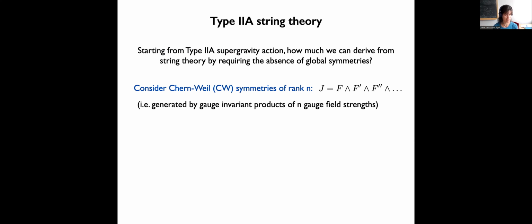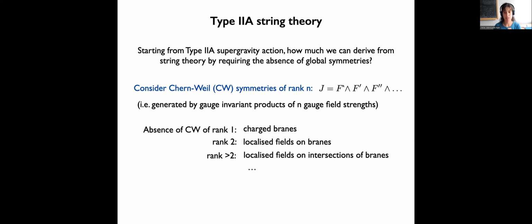And it turns out that you can actually derive a lot, because whenever you have all these gauge fields and all these Chern-Simons terms and so on, you have many types of symmetry. You can construct all these Chern-Weil symmetries with products of the different gauge fields. And if you want to require the absence of all these new symmetries, you can reproduce the spectrum of type 2A. Whenever you consider just a current with one F, like the typical electric or magnetic one, in order to break the symmetry you need charged objects. This is the story of completeness that we saw. But whenever you start considering higher rank products, so you consider F with F, now you are going to require the existence of localized degrees of freedom on the branes. And if you continue studying the new currents that appear with these new degrees of freedom, then you are also going to derive the existence of localized degrees of freedom on the intersection of the branes, and so on and so forth.